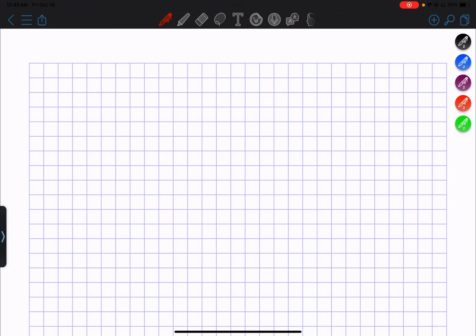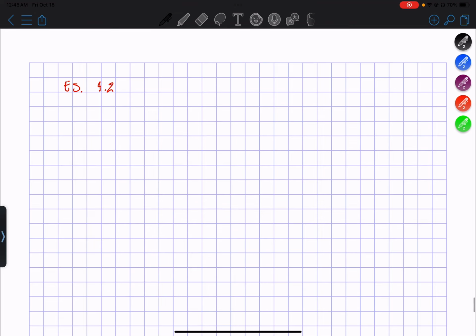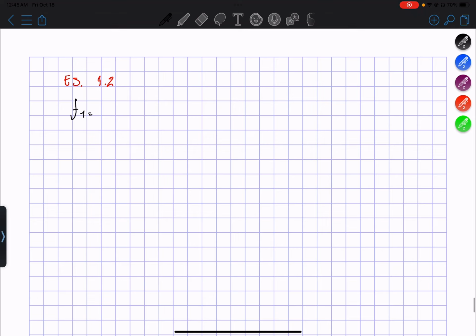So here I'm going to be doing exercise 4.2. In this exercise, I'm asked to find the time of flight between two points. These two points are f1 equals 270 degrees, and the second one is 90 degrees.